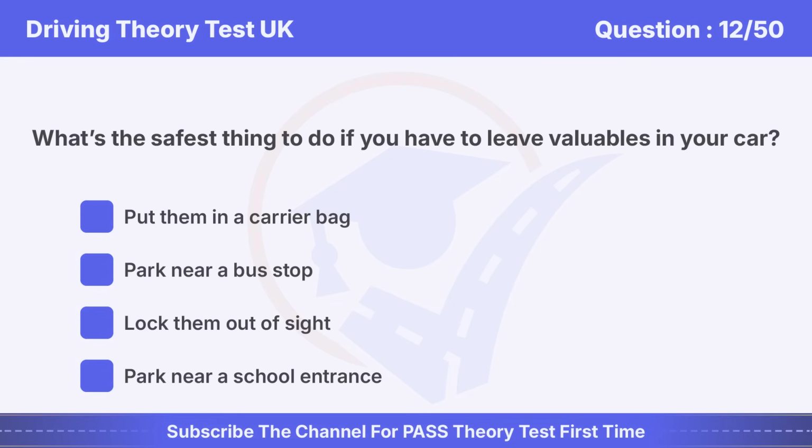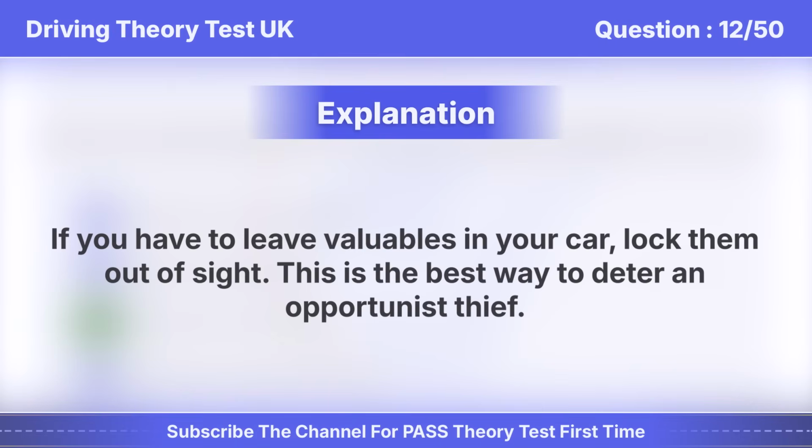Question 12. What's the safest thing to do if you have to leave valuables in your car? Answer is C. Lock them out of sight. If you have to leave valuables in your car, lock them out of sight. This is the best way to deter an opportunist thief.